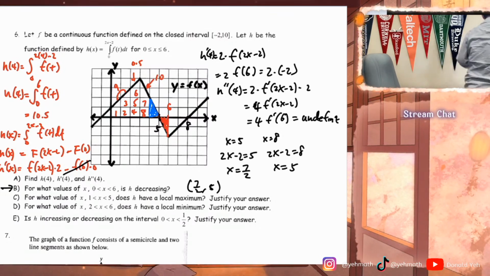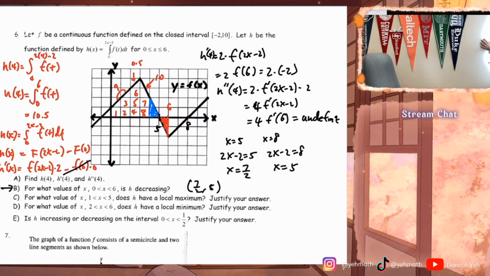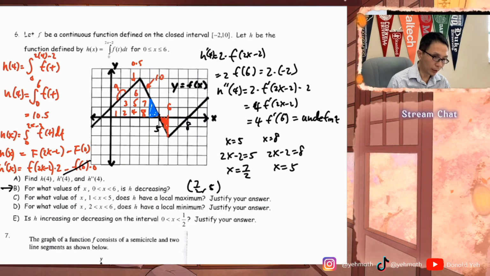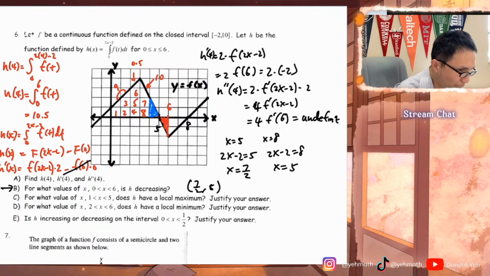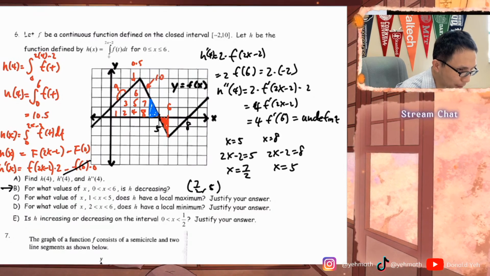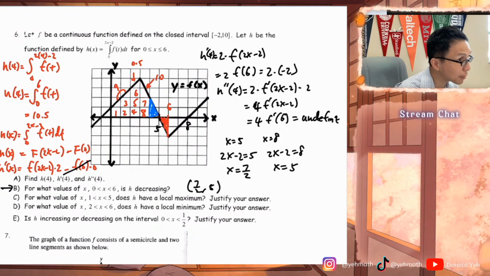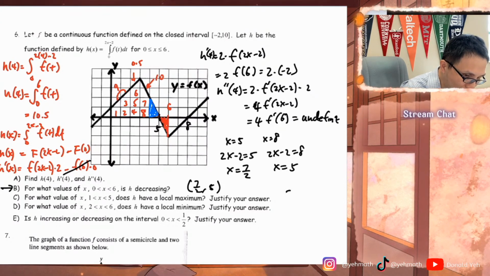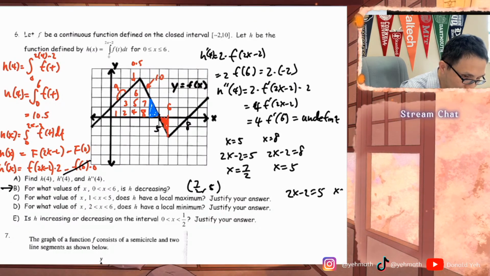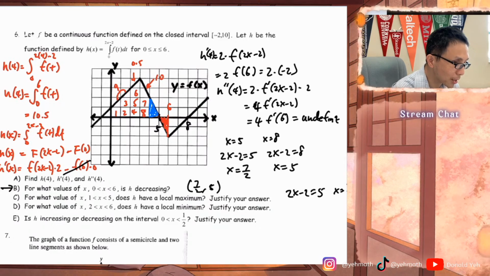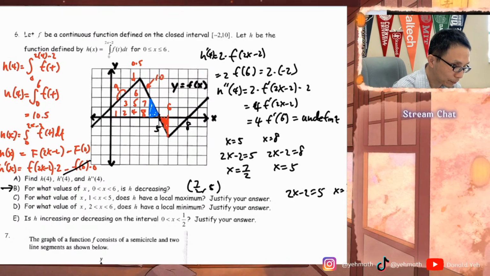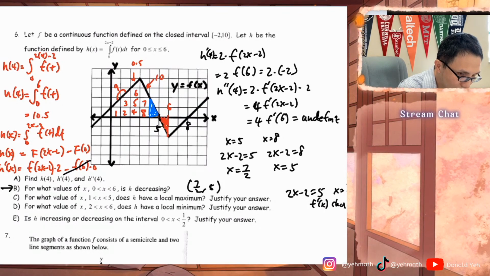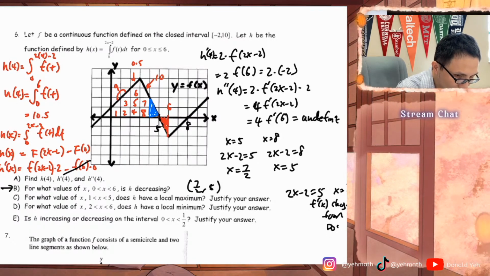Question about this part. So that's what makes this question kind of hard. For what value between 1 to 5 has a local maximum? Local maximum is when it crosses from positive to negative, which happens at 5. 2x minus 2 is equal to 5, so x equal to 7/2. So that's where the maximum is, because f of x changed from positive to negative.